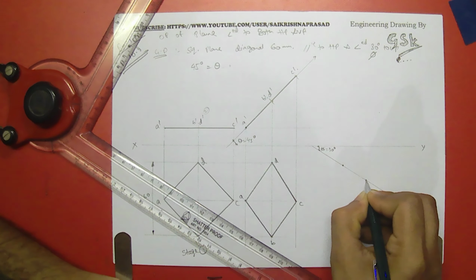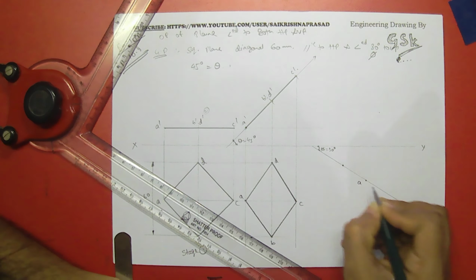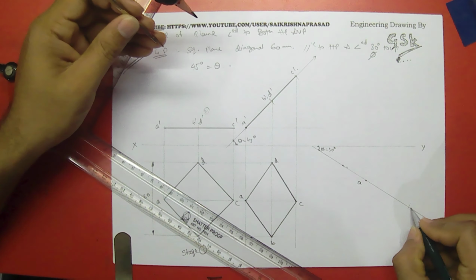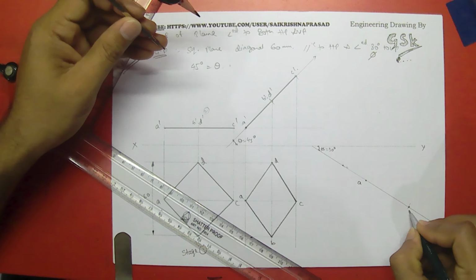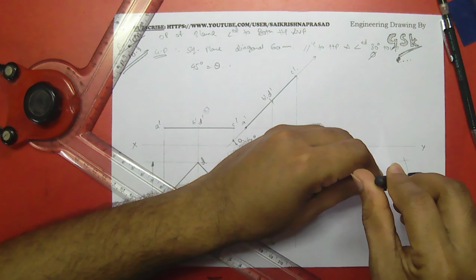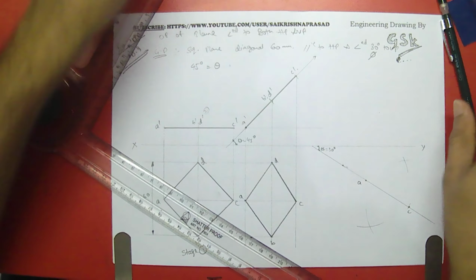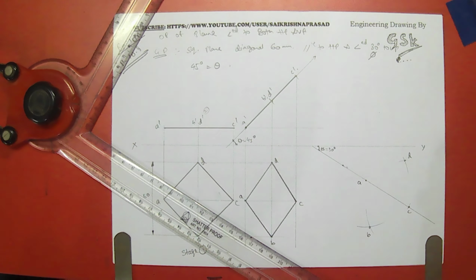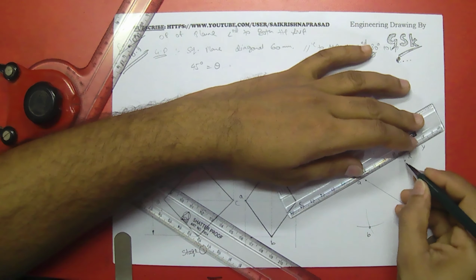I'll take the A over here and I'll measure this AC and I'll draw here. This is C, and from A, D, I'll draw an arc. From C also I'll draw an arc. So this point is D and this point is B. Let me finish that.